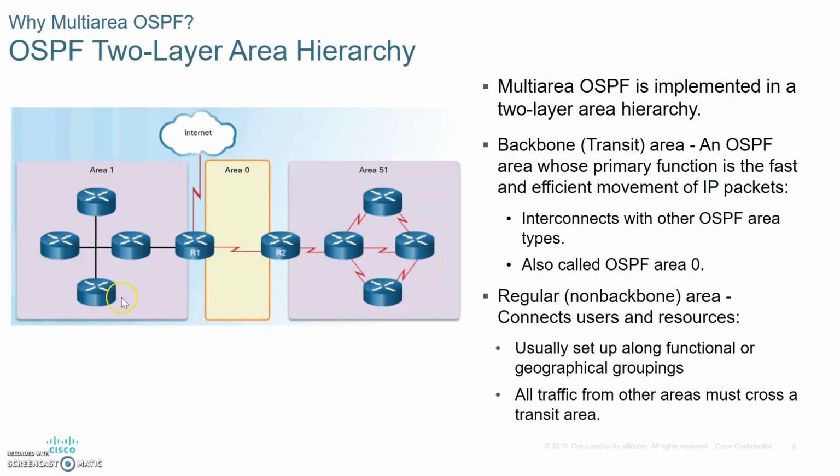You can't connect it this way, meaning you're going to bypass area 0. So the packet you're going to send, you're going to bypass it. This is not allowed. Everything must pass through area 0. So this is your two-layer area hierarchy.